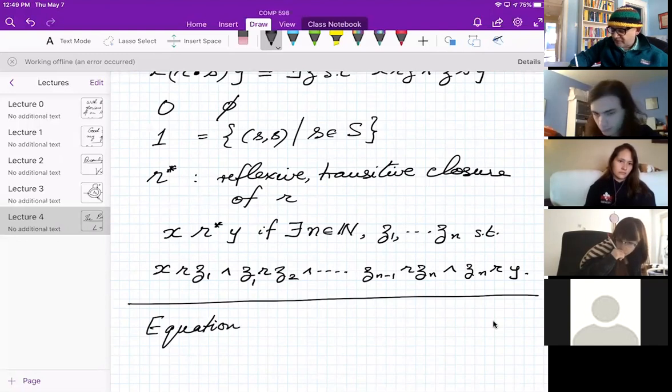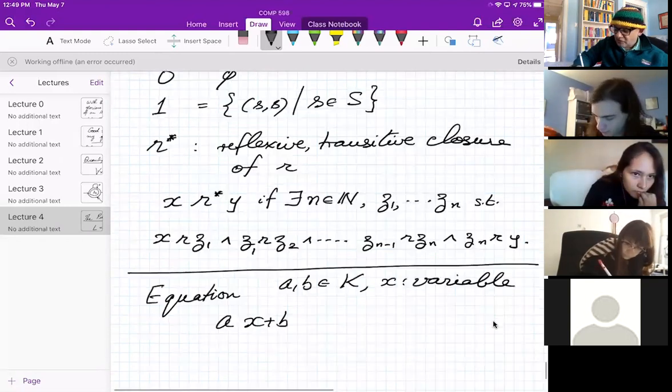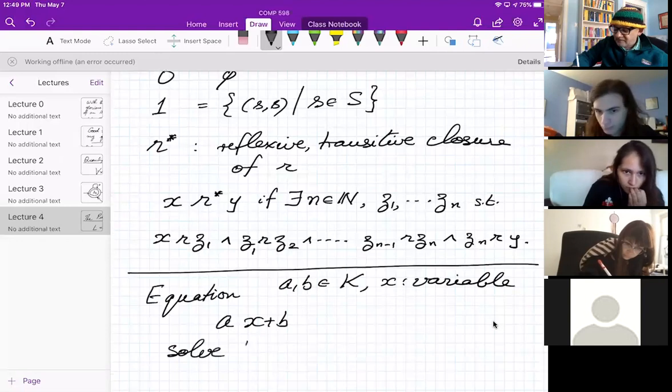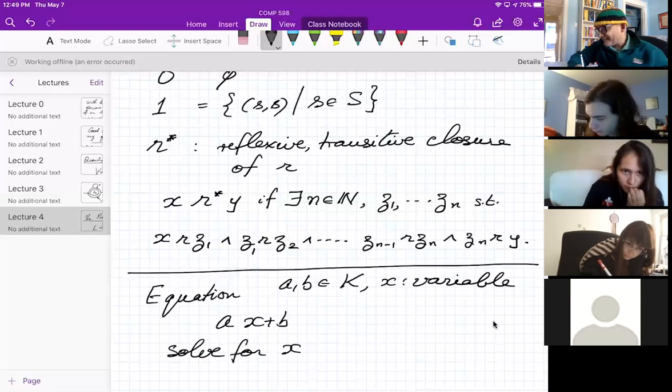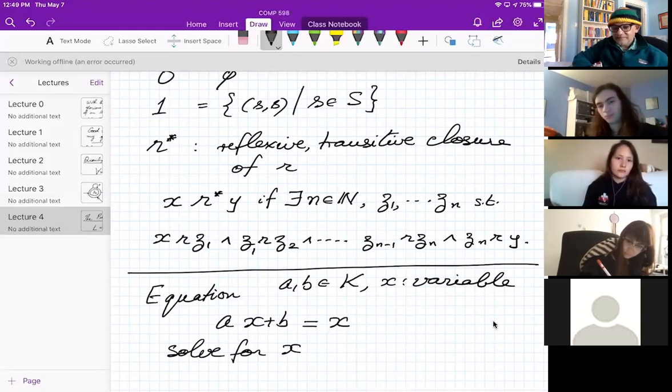Okay, so we'll have ax plus b. So a and b belong to my Kleene algebra, and x is a variable. And now I'm telling you, solve for x. That's not an equation, is it? It's ax plus b equals x. There we go. Solve for x.